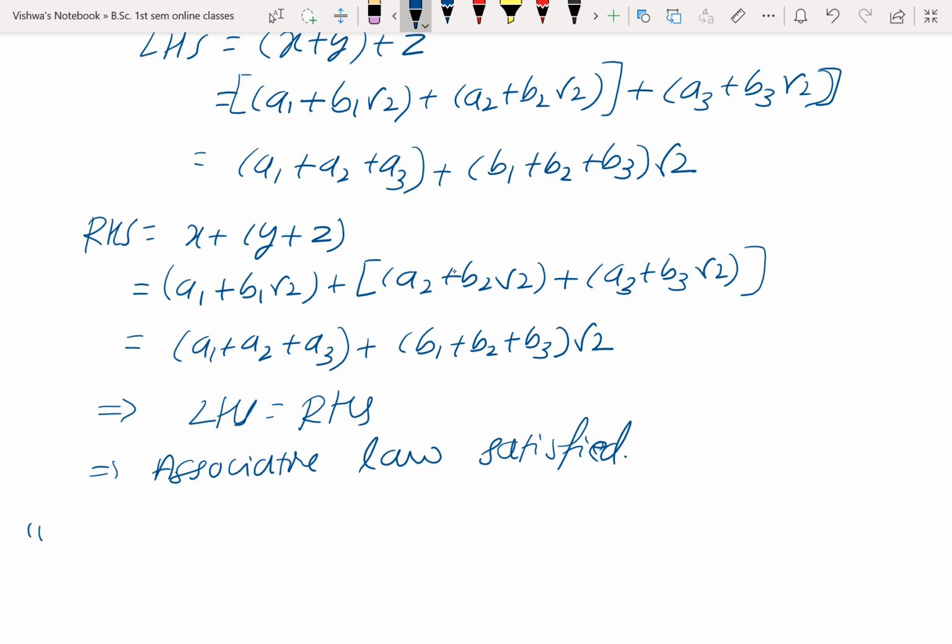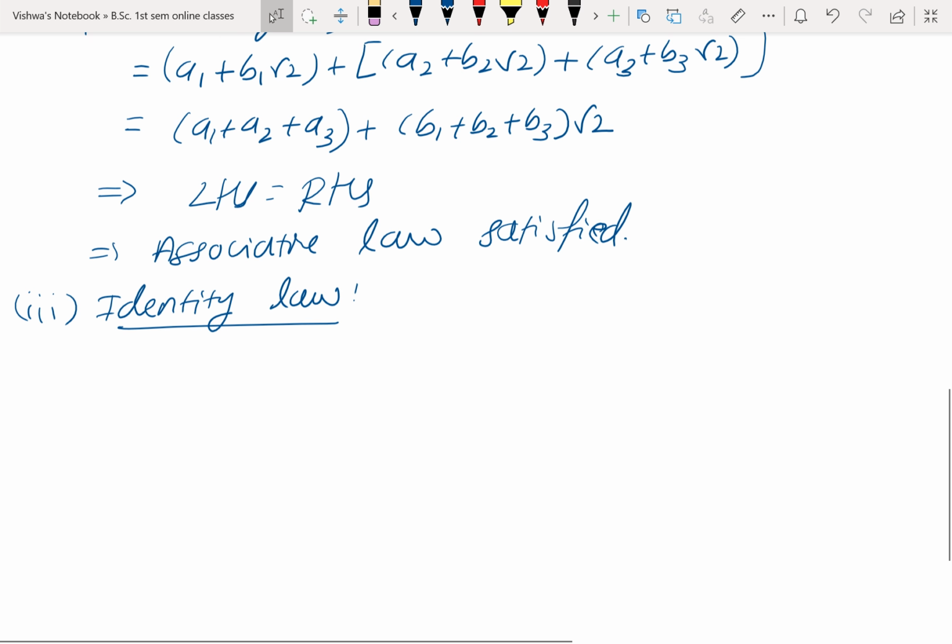Third one, identity law. So for identity law, we know that if addition is the binary operation, then 0 is the identity element, and if multiplication is the binary operation, then 1 is the identity element. Here the given binary operation is addition, then we can say that 0 is the identity element.